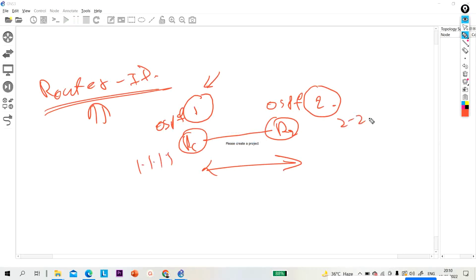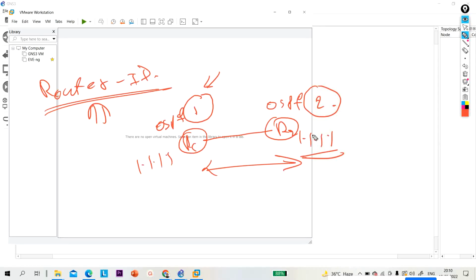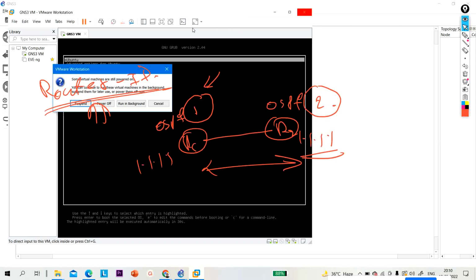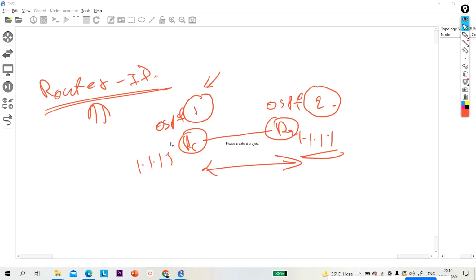Can I configure the same router ID on these two routers, 1.1.1.1 and 1.1.1.1? This number has to be unique. What will happen if I configure the same router ID on two routers? Will these routers form neighborship or not? No. Why? Not sure why, but router ID must be unique.